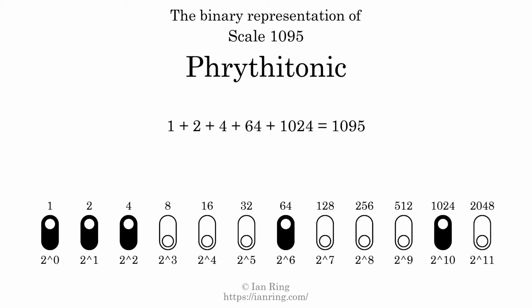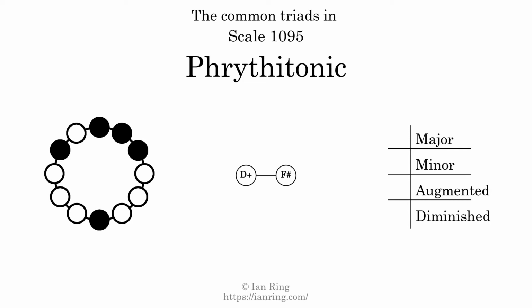The scale number not only enumerates the scale with a unique index, but it also literally describes the tonal content of the scale. Represented as a binary number in base 2, the scale number is 010001000111. Here are the common triads present in this scale.